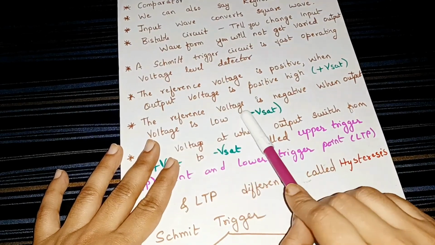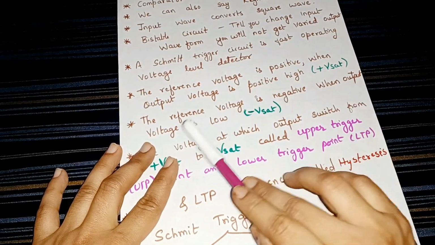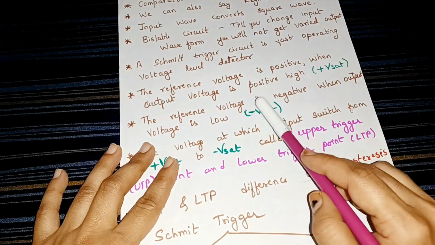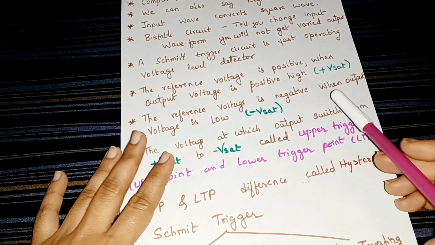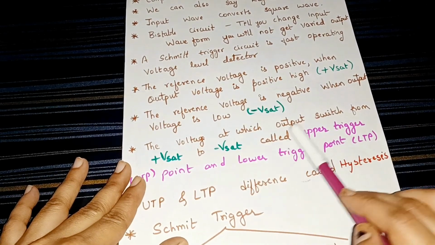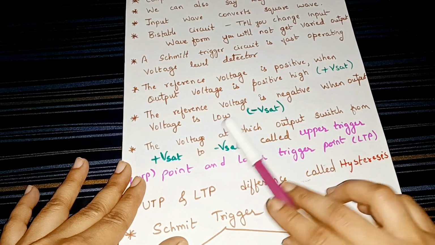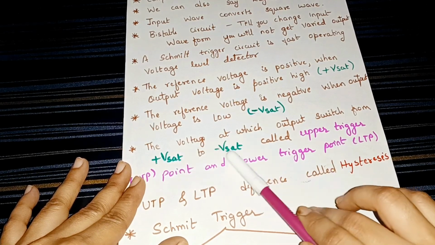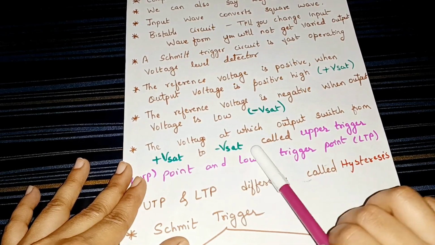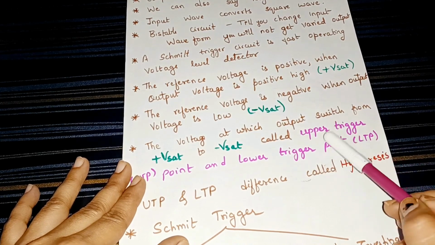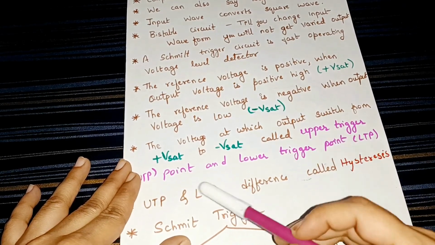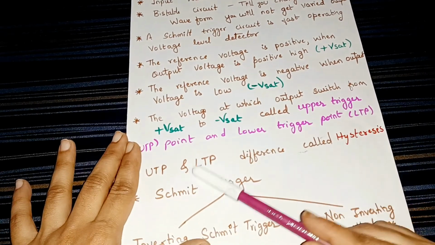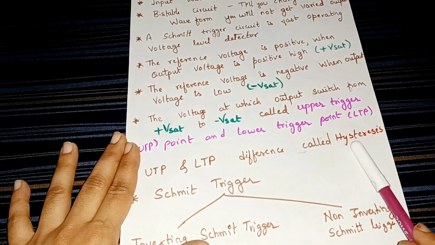When the reference voltage is negative, the output voltage is low. That means we give a negative input and get a negative output, which is in negative saturation. The voltage at which the output switches from plus Vsat to minus Vsat we call the triggering points. There can be an upper triggering point or a lower triggering point, and the difference between them is called hysteresis.